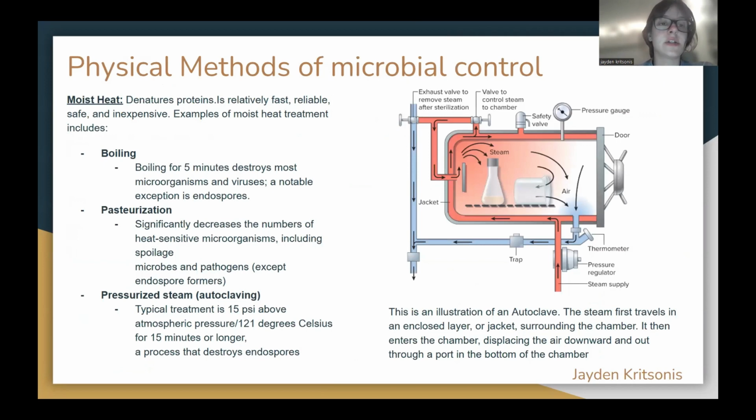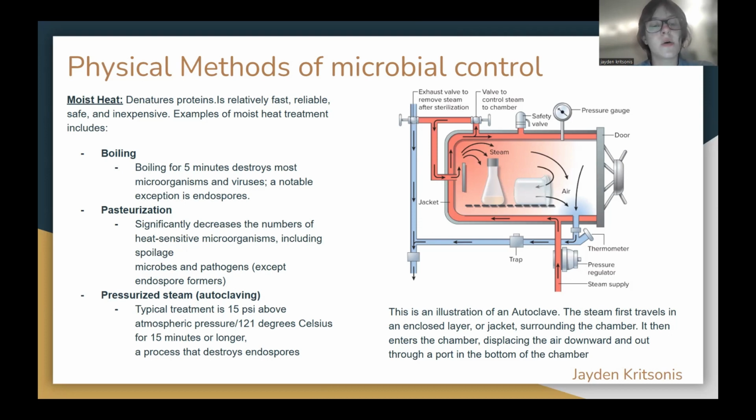Moist heat denatures proteins, is relatively fast, reliable, safe, and inexpensive. Examples of moist heat treatments include boiling. So boiling for 5 minutes destroys most microorganisms and viruses. A notable exception is endospores. Pasteurization significantly decreases the number of heat-sensitive microorganisms, including spoilage microbes and pathogens, except endospore formers.